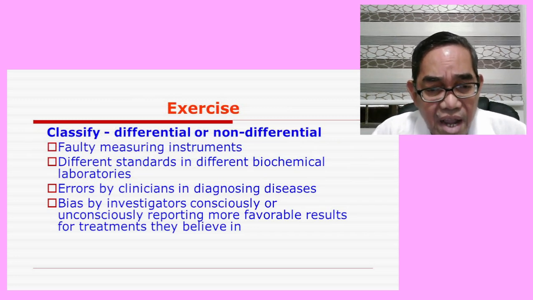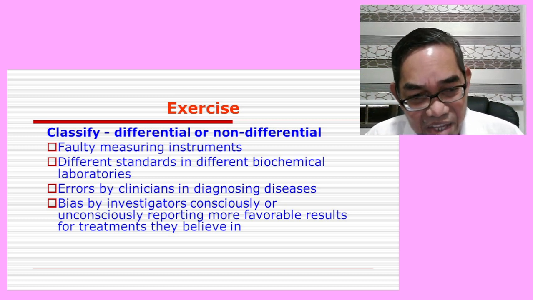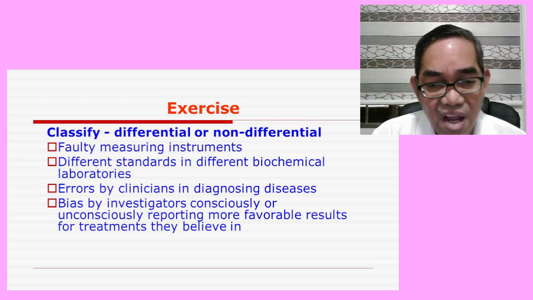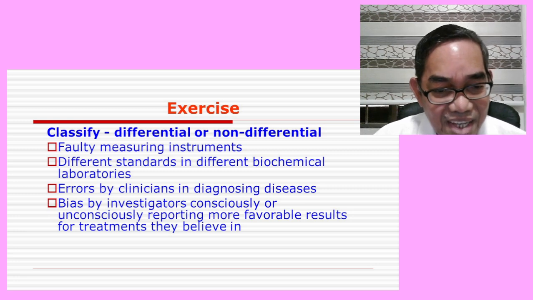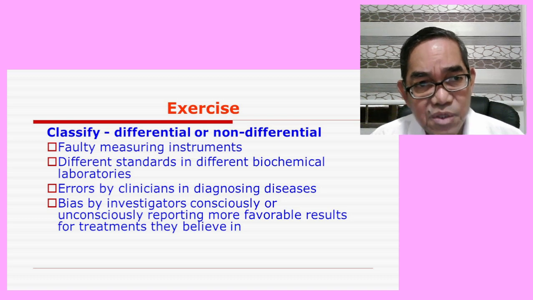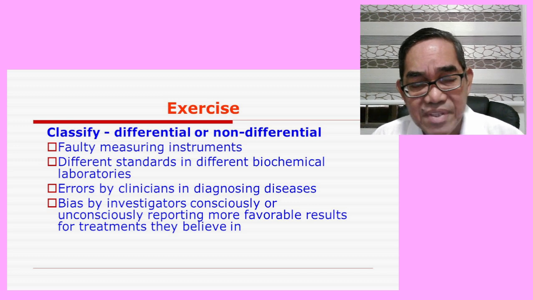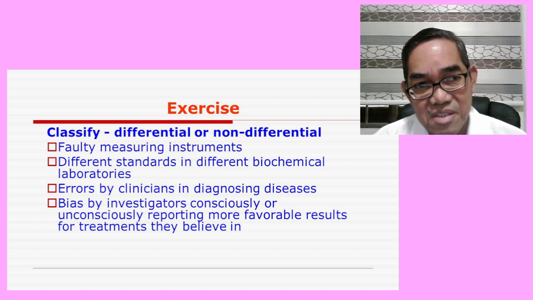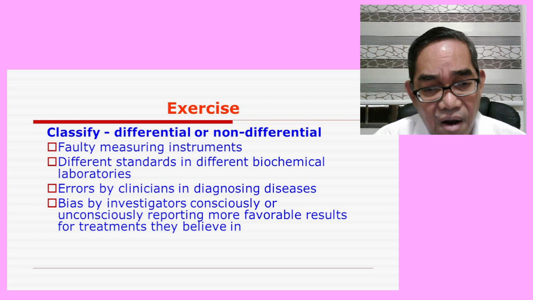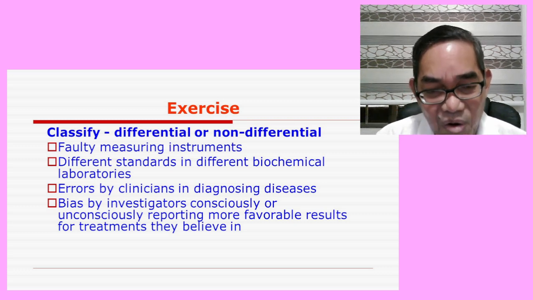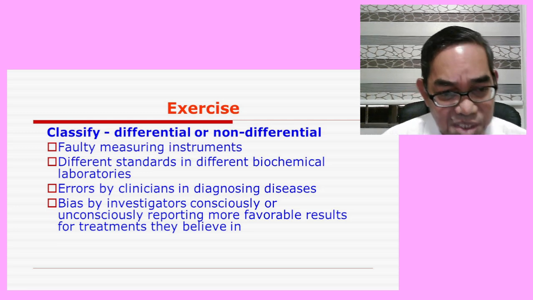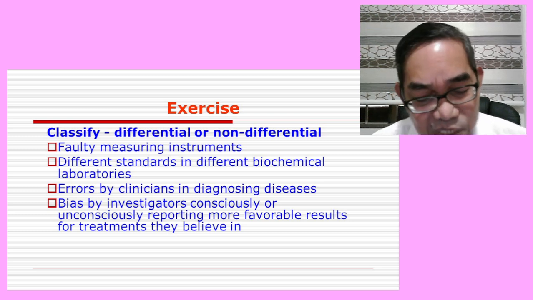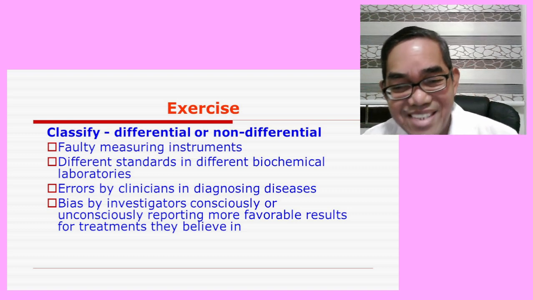Okay, now let's try to have some exercise. I'll be giving you examples and then just tell me if this is a differential or non-differential misclassification. So faulty measuring instruments used to measure, for example, hypertension, and one uses an aneroid. This aneroid will always give hypotensive results, low blood pressure results, among exposed and unexposed. So you use the same instrument. So what misclassification bias is that? Differential or non-differential?